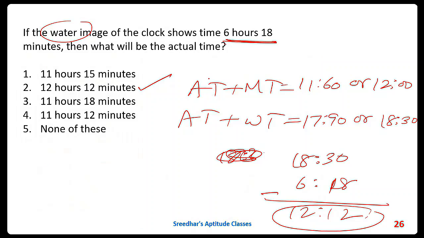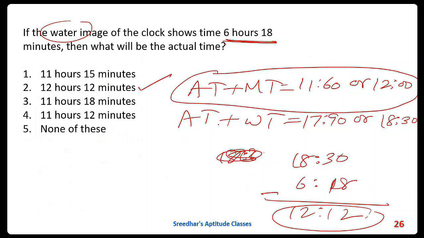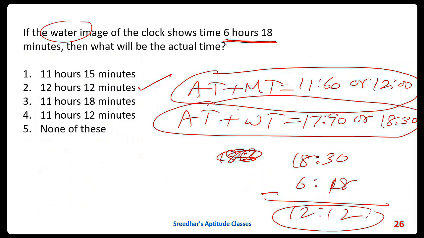Okay, so just note this down. Actual time plus mirror time should be 11:60 or 12, whereas actual time plus water time is 17:90 or 18:30. Since we want the water image, I have subtracted 6:18 from 18:30. We got 12:12. So 12 hours, 12 minutes.